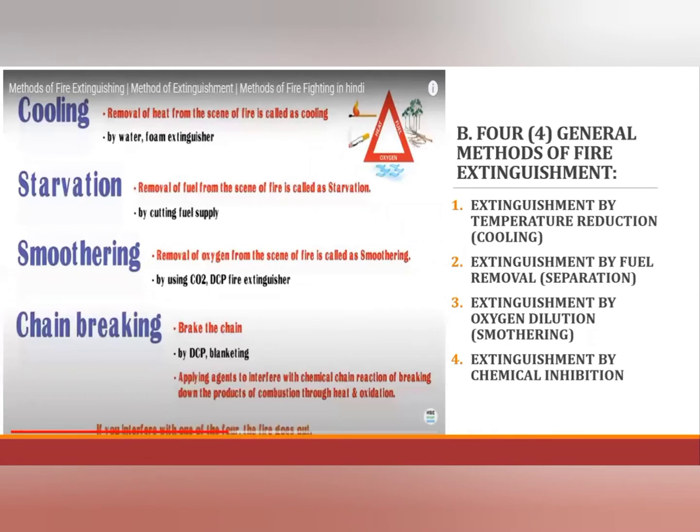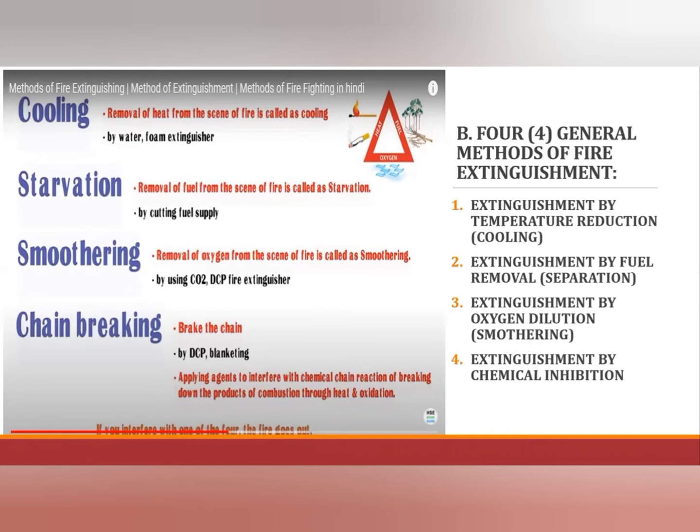So there are four general methods of fire extinguishment. First is extinguishment by temperature reduction, and we call it cooling. When we say cooling, it is the removal of heat from the scene of fire, by application of water or by the application of the foam extinguisher. The cooling process uses extinguishing agents whose primary characteristic is heat absorption.